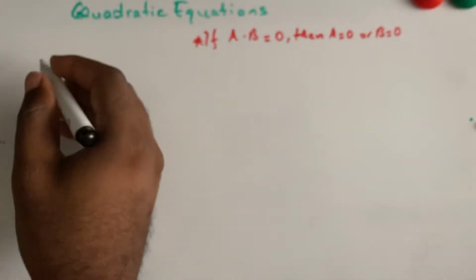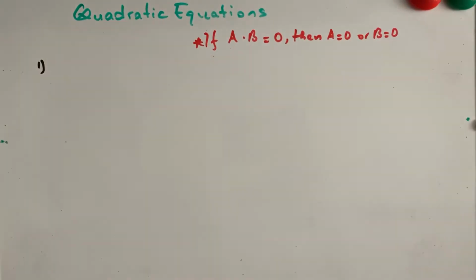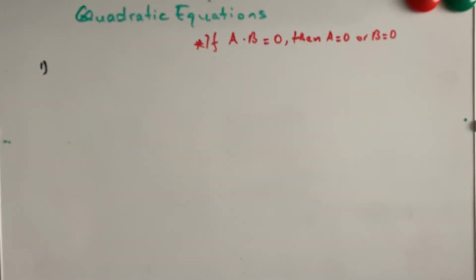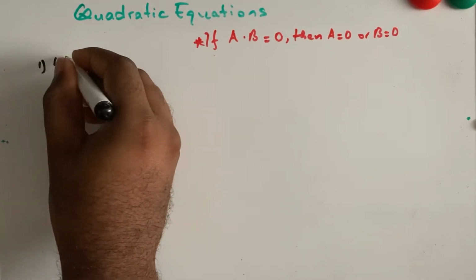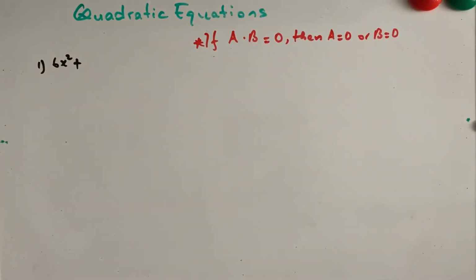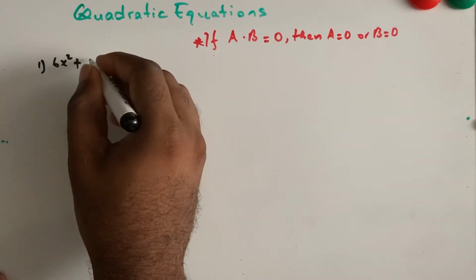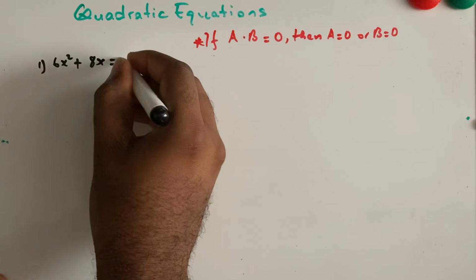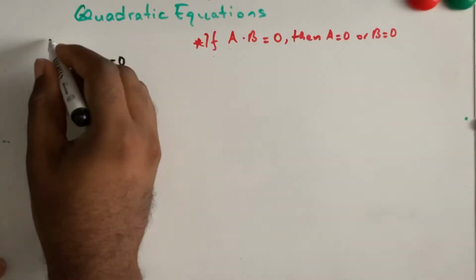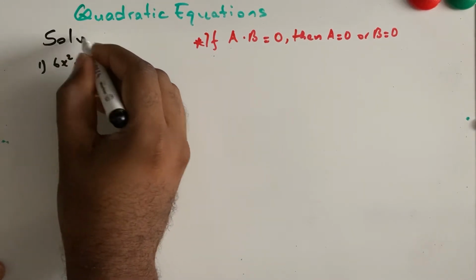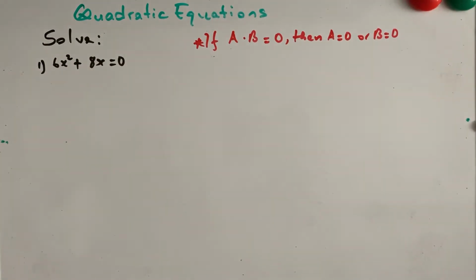So let's solve this by factoring. Let's say for number 1, you have 6x squared plus 8x equals 0. Okay, so the question here is to solve, all right? So you need to solve this. Solve 1. So you have 6x squared plus 8x equals 0.